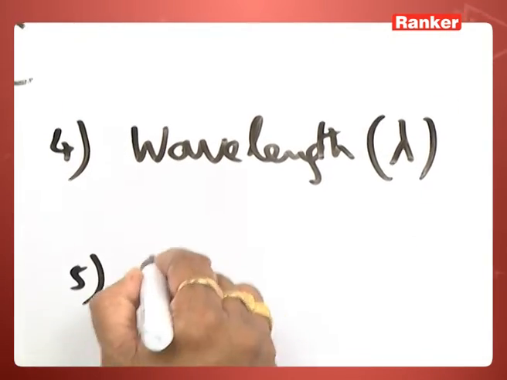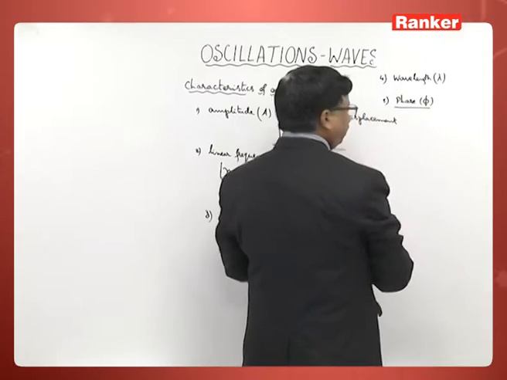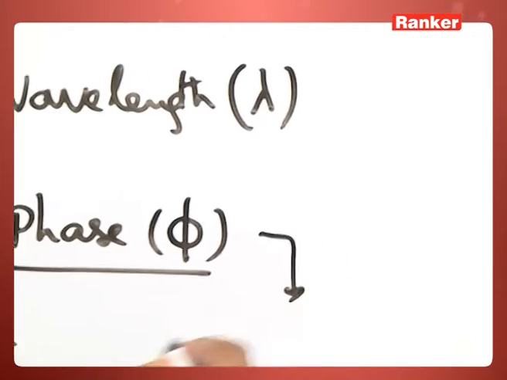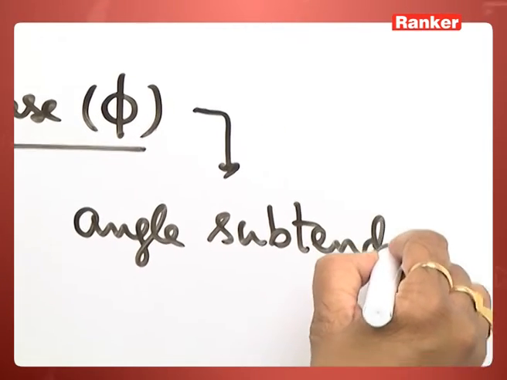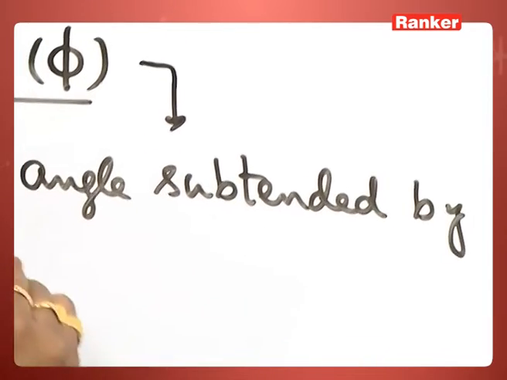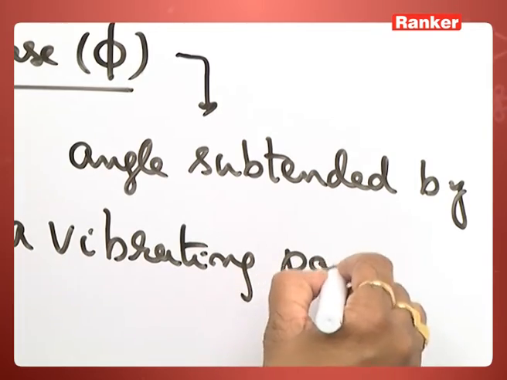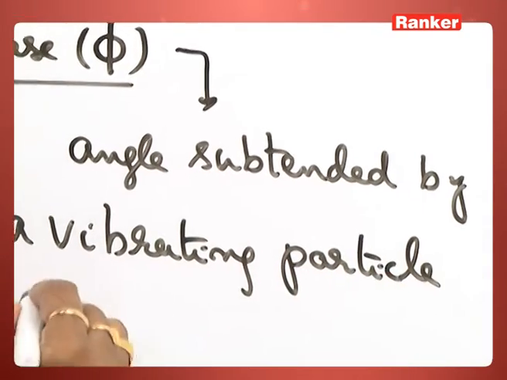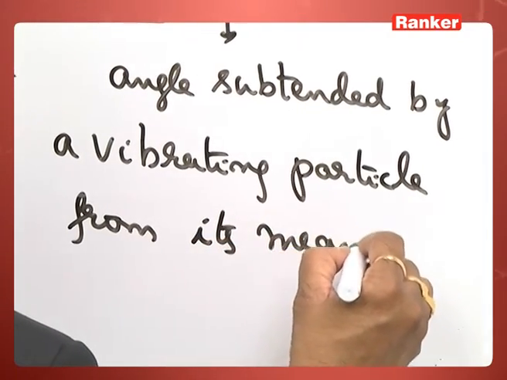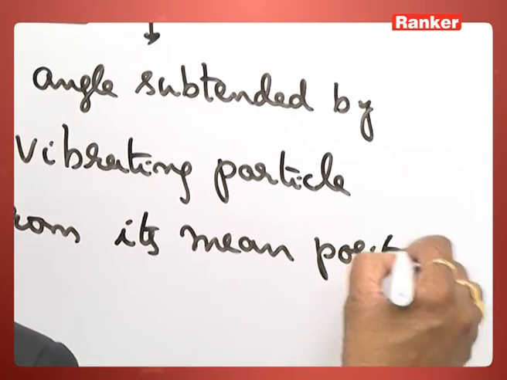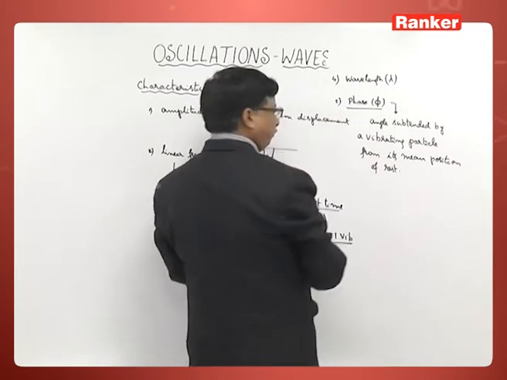Come to the fifth one, that is phase. Phase, we used to denote by either phi or theta. This is nothing other than the angle subtended by a vibrating particle from its mean position of rest. That is what we take as phase.